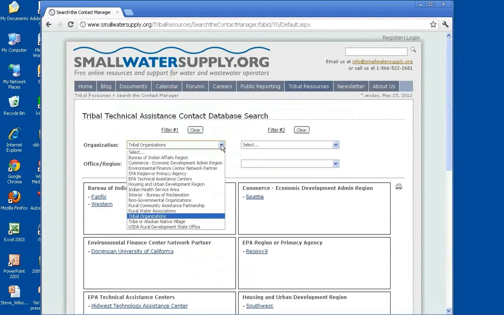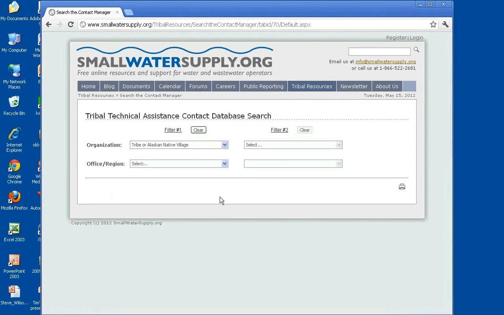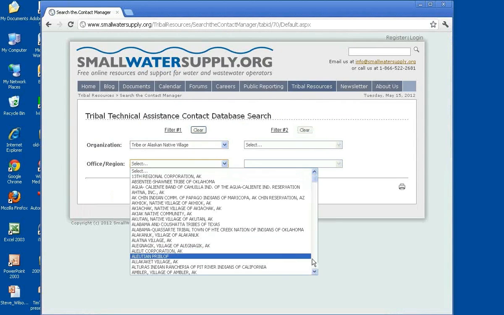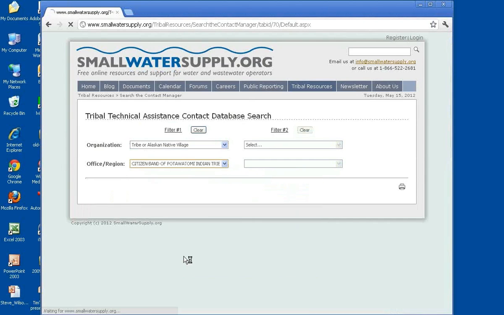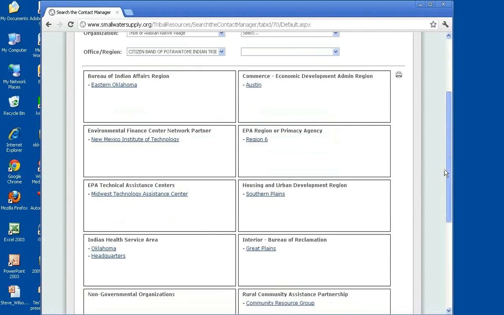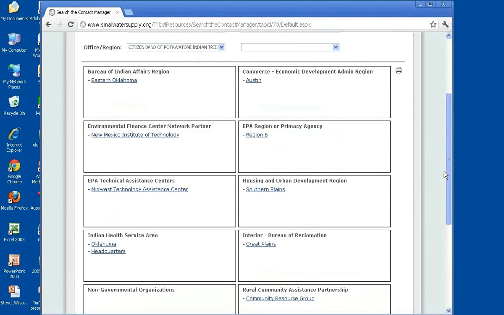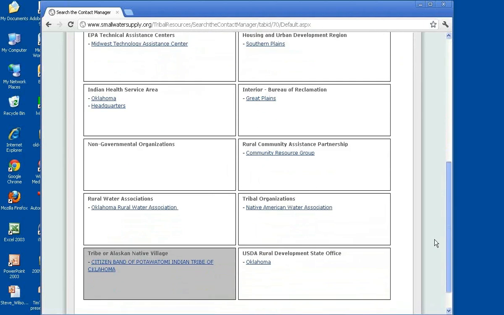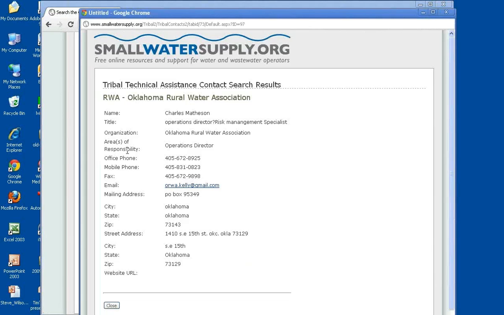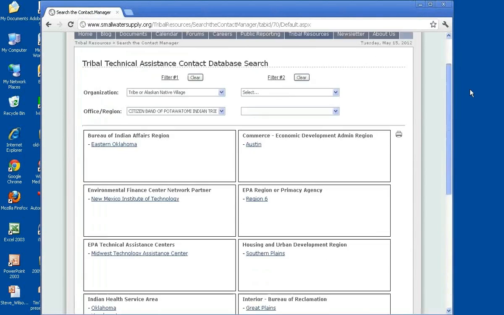The other advantage of this site, it wasn't meant to be this way, but if you are a tribal operator, you can go through this list and find your tribe, and it now gives you a list of who all the people are that are supposed to be working with you. So if you need to get a hold of HUD for something related to housing, or someone said that the Rural Water Association in your state can do leak detection, for instance, now you can find that information and know who the contact is and get a hold of them. And so it's pretty useful in that respect.